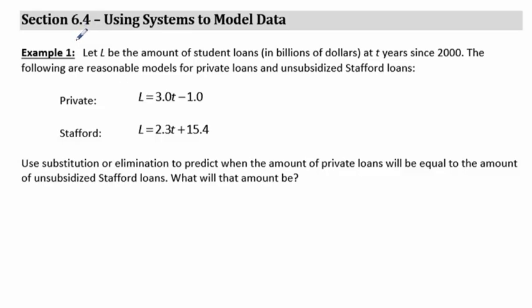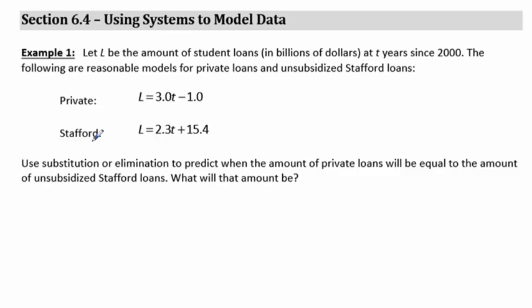In section 6.4, looking at using systems to model data. In example 1, L is the amount of student loans in billions of dollars since 2000, and we have models here for private loans and Stafford loans. We want to use substitution or elimination to predict when the amount of private loans will equal the amount of Stafford loans.